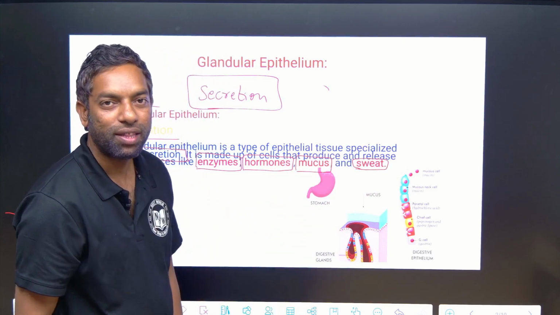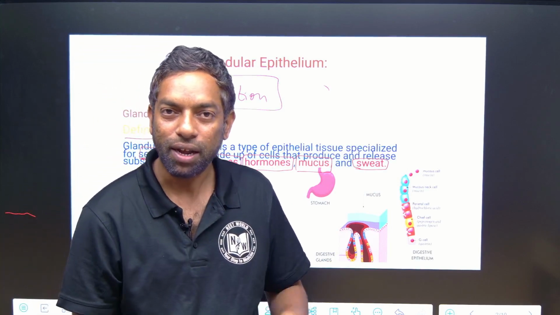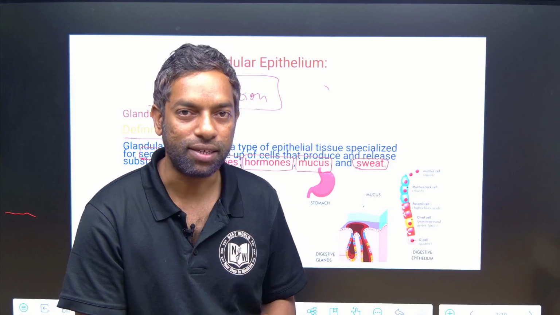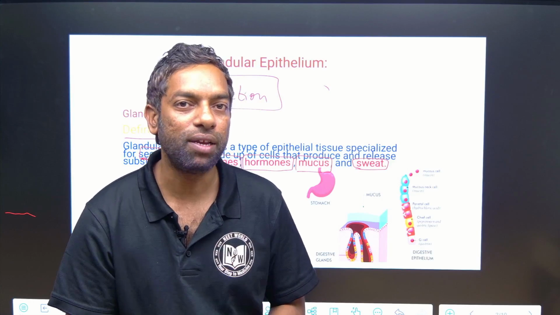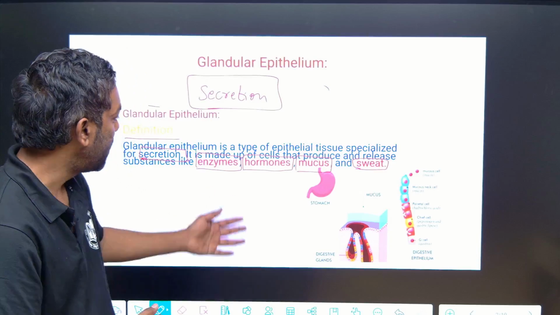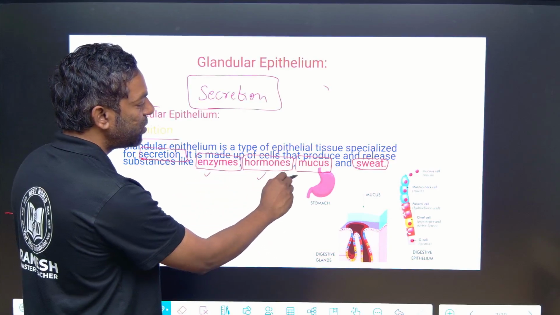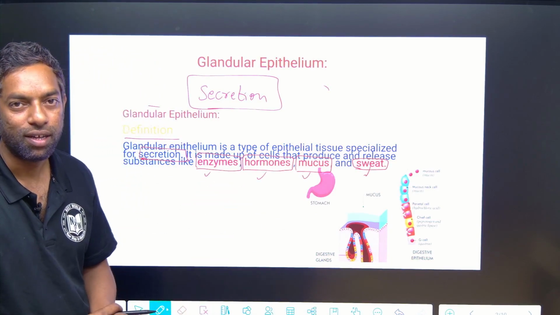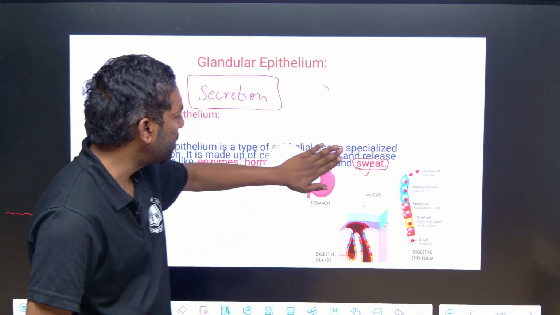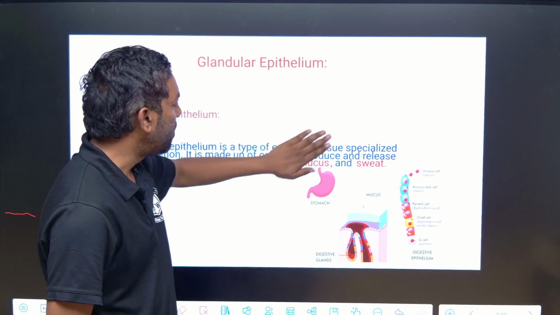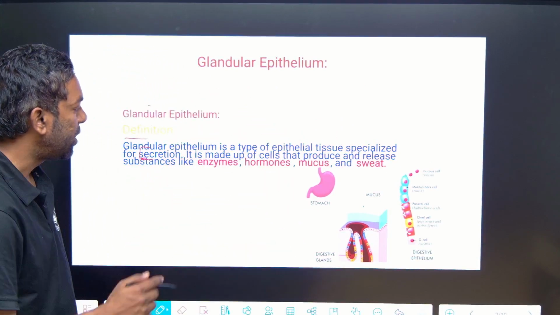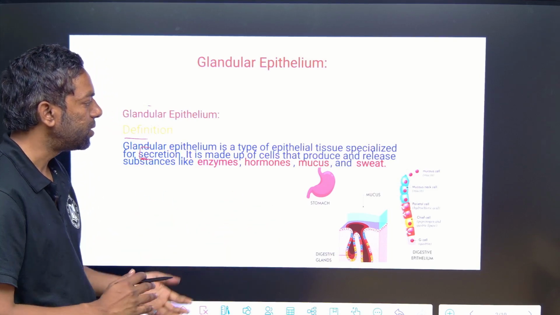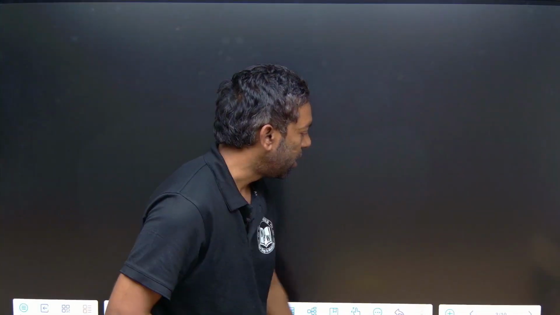Where there is a need for fluid, epithelial tissue is modified, either as a single cell or multiple cells, to make secretions. These kinds of secretions, enzymes, hormones, mucus and sweat, show how important they are. In glandular epithelium, secretion takes place everywhere it is needed. Okay guys, come to the next slide.